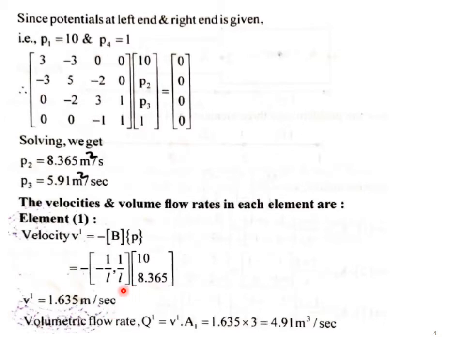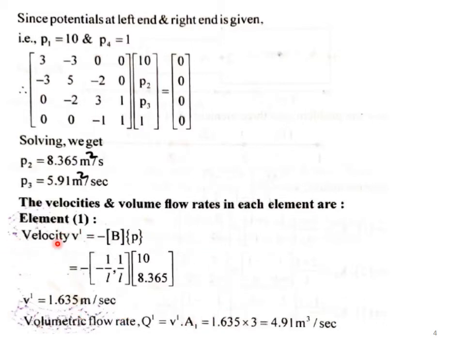Okay, so this is the velocity of the element. So for element 1, the velocity is 1.65 meter per second. Similarly, the volumetric flow rate of element 1, that is Q1, is equal to V1 into A1, that is 1.365 into the area of element 1, which is 3, giving 4.91 cubic meter per second. So first we find the unknown potentials, and then we find the velocity, and then we find the volumetric flow rate by using the equation Q1 is equal to V1 into A1.